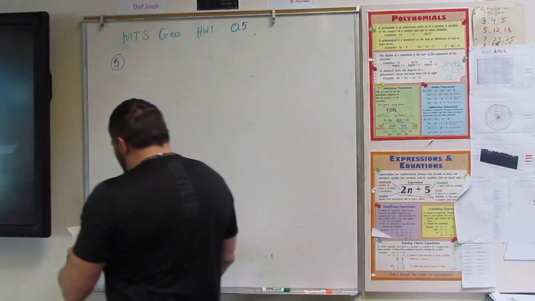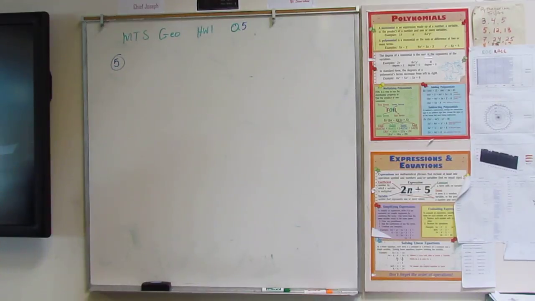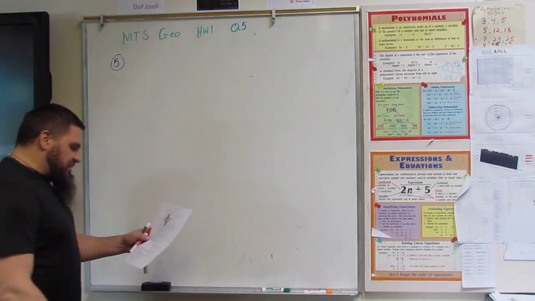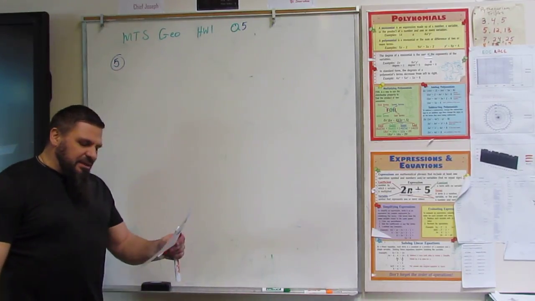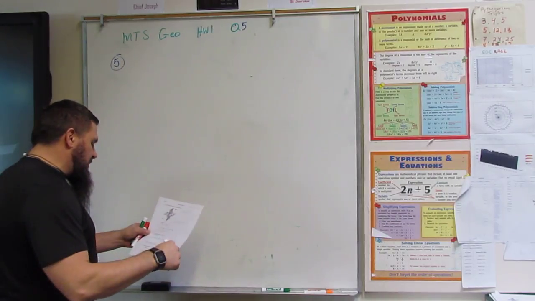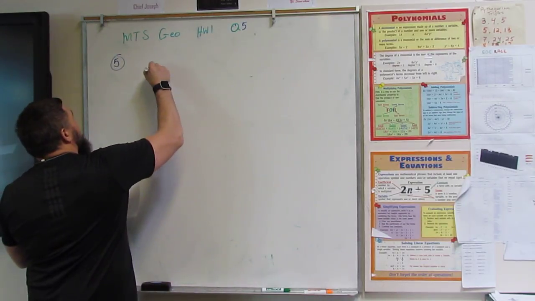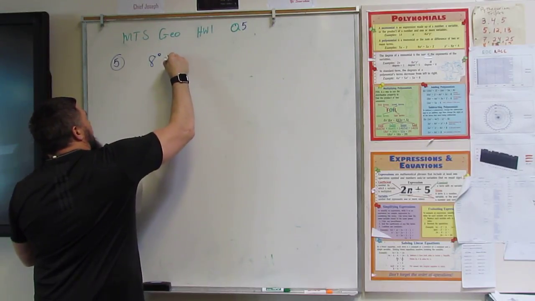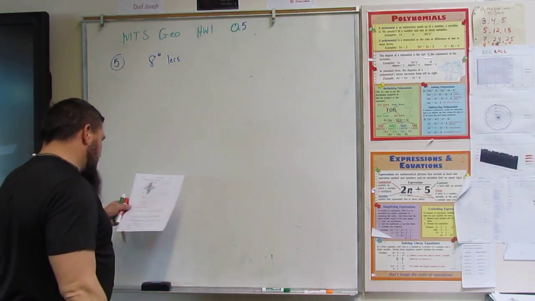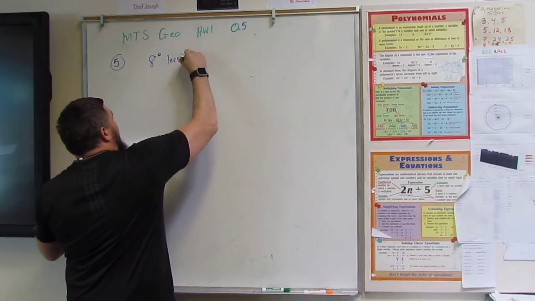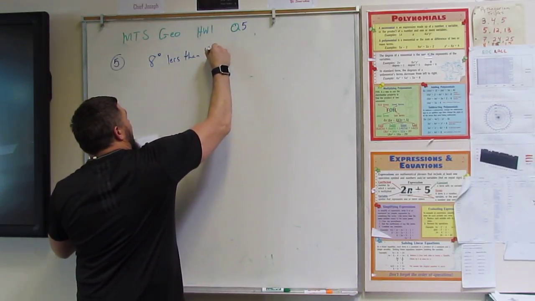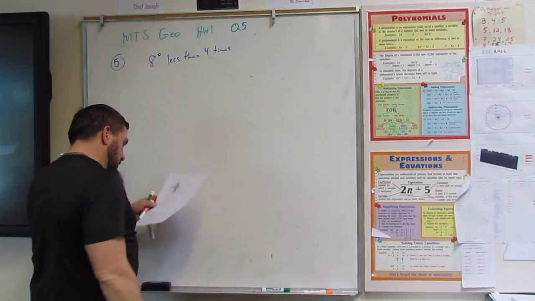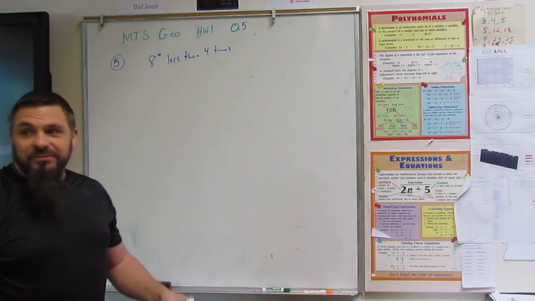Number 5. So it says an angle's measure is 8 degrees less than 4 times the measure of the supplement.